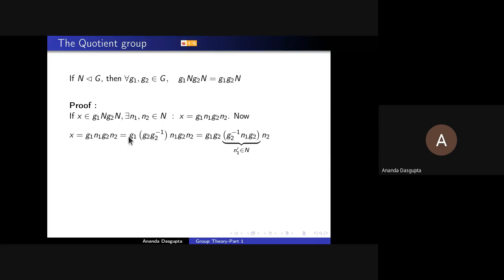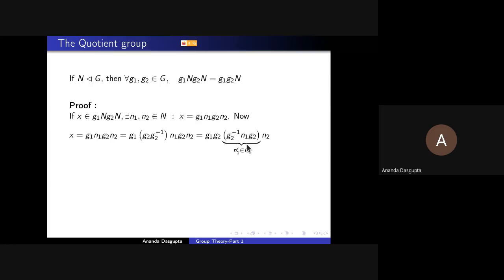That is, you can move the brackets wherever you want. So you can say, I will multiply G1, G2, I will multiply G2 inverse N1, G2, and then I will multiply N2. As long as you're not changing the order of elements, brackets you can change any way you want. But the important thing is, because capital N is a normal subgroup, G2 inverse N1 G2 has to be an element of capital N, right? That's a basic defining property of a normal subgroup.